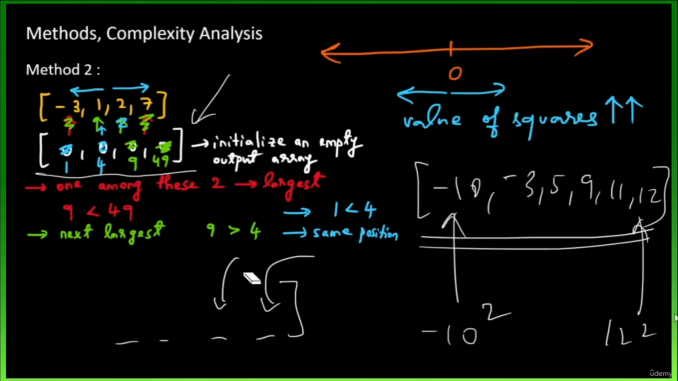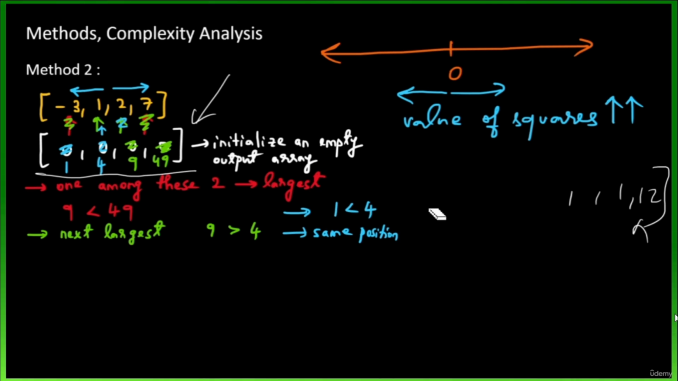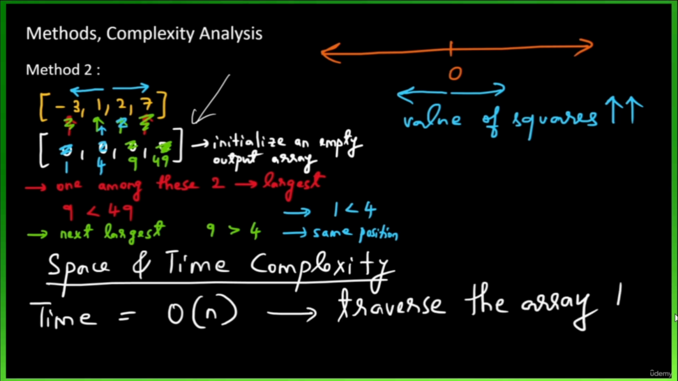Alright, now let's look at the space and time complexity of this approach. Initially, as per the brute force solution we have seen, the time complexity was O of n log n and the space complexity was O of n, right? Now let's look at the space and time complexity of this solution. Over here, we can see that we are only traversing the array once, right? So the time complexity is only O of n. This is because we are just traversing the array one time, right?